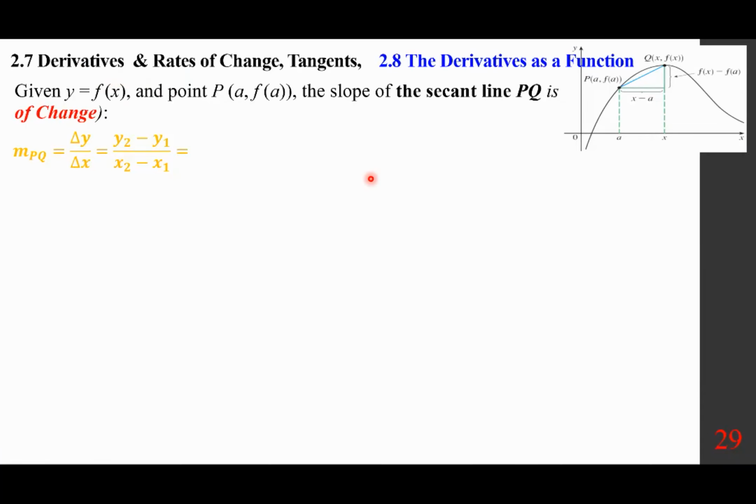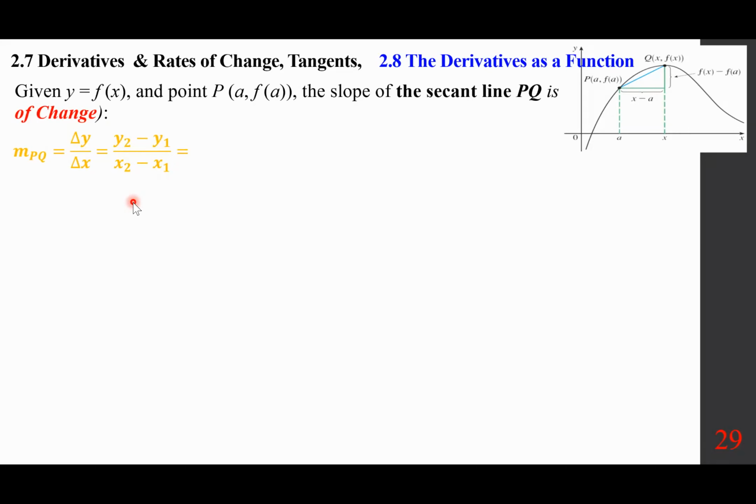Derivatives and rates of change, tangent lines, and the derivative as a function. First and foremost, I want to remind you of this formula that everybody is familiar with, known as the slope of a line. So if two points are given, we know how to find the slope. Rise over run. In calculus, we call it delta y over delta x, which means y sub 2 minus y sub 1 over x sub 2 minus x sub 1. This is also known as the average rate of change of y with respect to x.